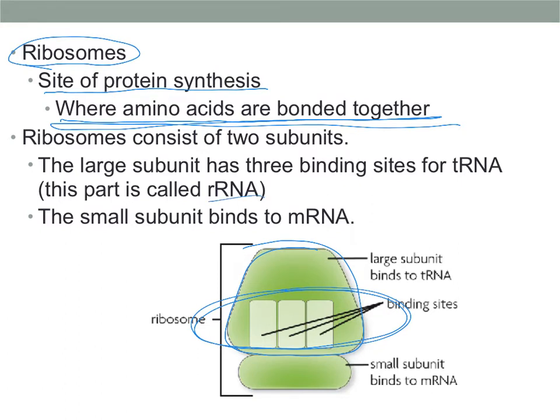The small subunit binds to the messenger RNA. So this is what messenger RNA is going to be attached to, and then its codons would match up with these anticodons on tRNA and hold it in place. So ribosome, site of protein synthesis, that's where amino acids are bonded together to make proteins. They have two subunits. The upper, larger one has ribosomal RNA in it. The smaller subunit binds to messenger RNA.